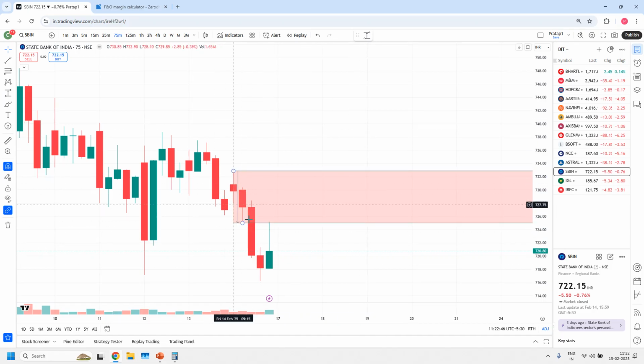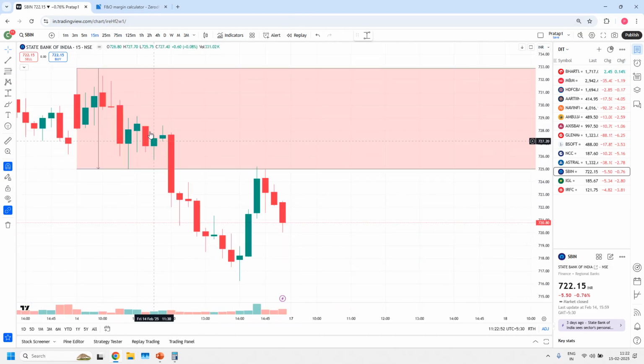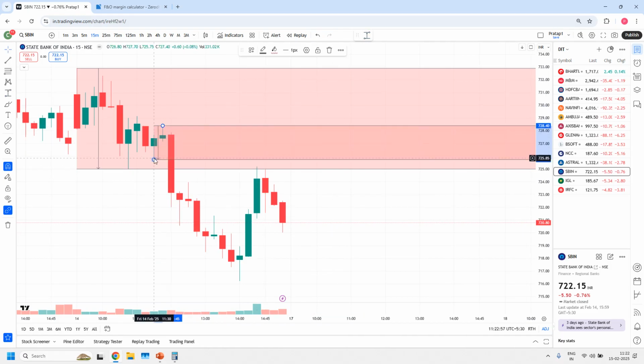This is the new 75-minute zone. Inside the 75-minute zone, if a 15-minute zone is there, then only it is valid for you. Yes, you have a 15-minute drop-base-drop zone. You have one more drop-base-drop here also. This is also valid.